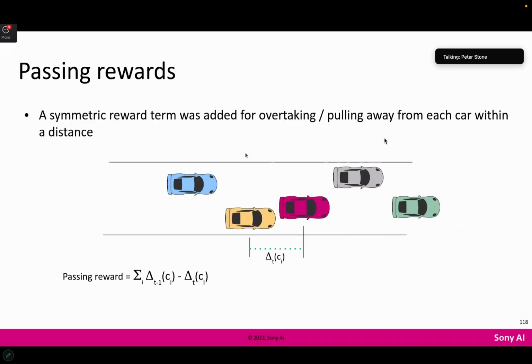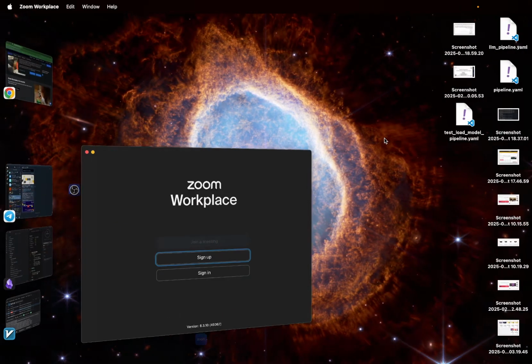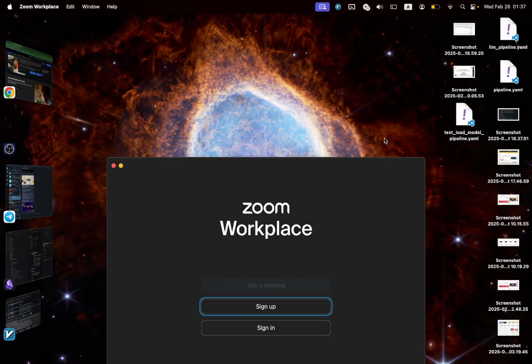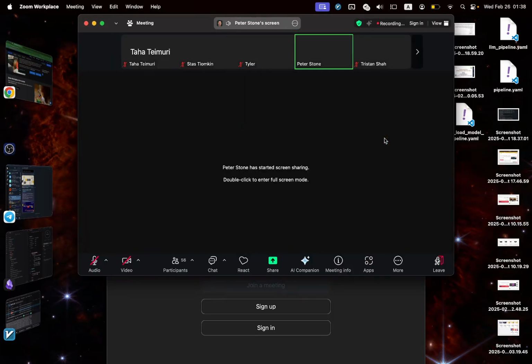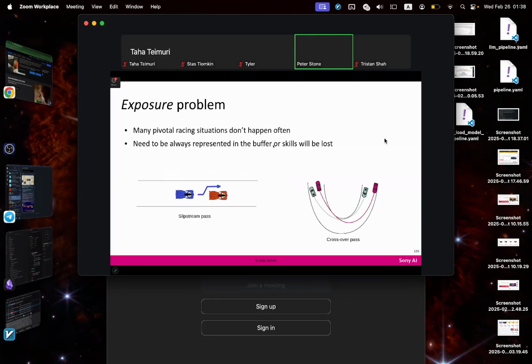sort of collection of experience that the car would be trained on. So we didn't just train it in random scenarios. We first of all, like I said, we could simulate 20 cars at a time. So we put it in situations to drive in traffic and to try to pass people.